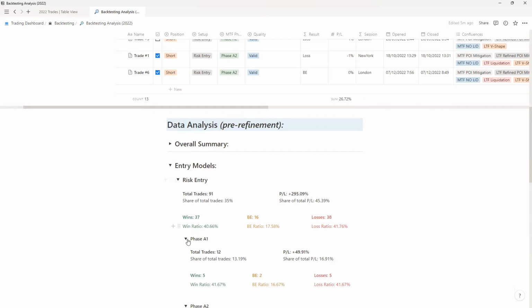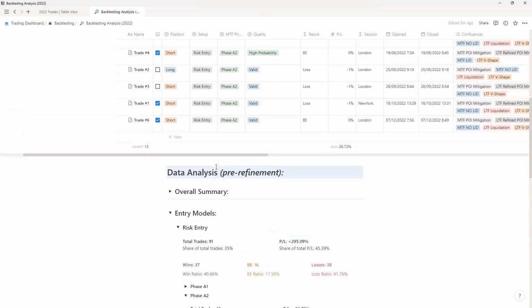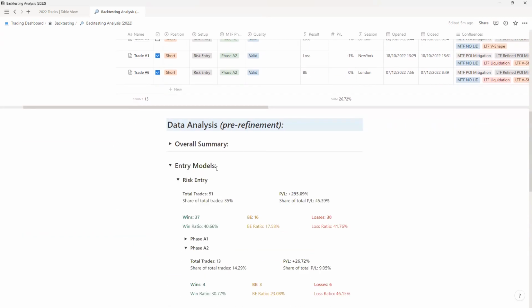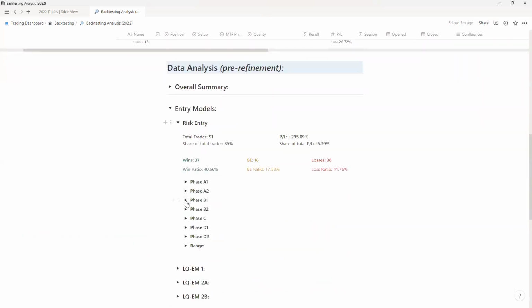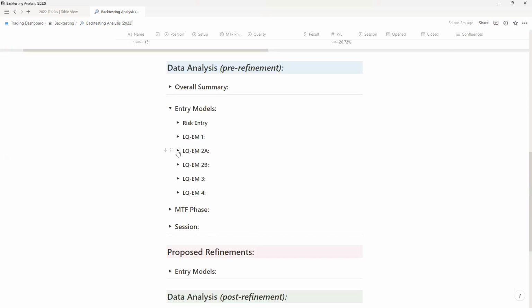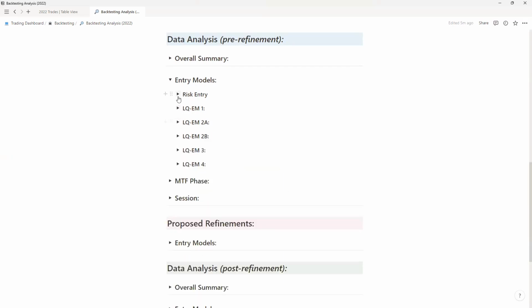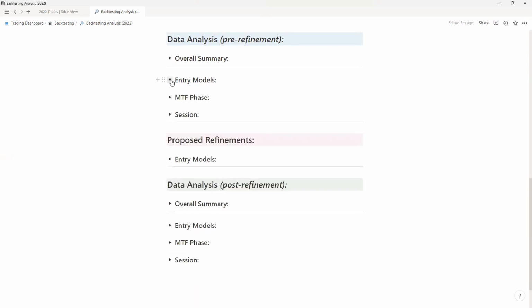So for every risk entry phase A1, I did this. I went through, did my tally, listed the confluences that were positive for my wins, listed all the confluences that were negative for my losses. And then I would go on to the next phase. I'd do it for phase B1, phase B2, phase C. And once I finished my risk entries, I went into all of my other entry models. I went to liquidity entry model 2A, and then again, all of my phases again. So I'm not saying this is going to be a quick process, because it's not. It's going to take a long time, but the more time you spend on it, the more detail you go into, the more value you're actually going to take from it.